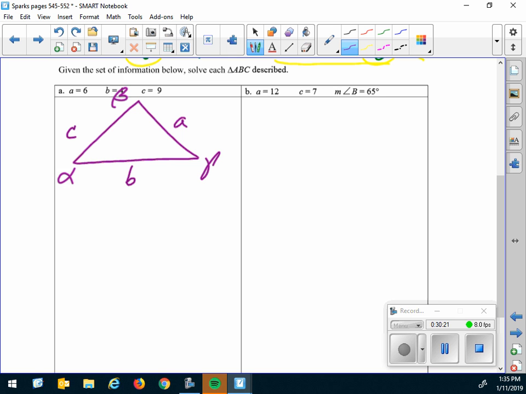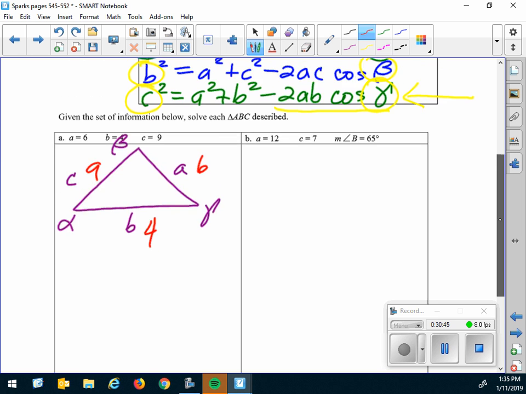You don't know any of the angles, do you? But I do know that A is 6 and B is 4. I covered it up, but I think it was a 4. And C is 9. So what I have to find is the 3 angles that I'm missing.